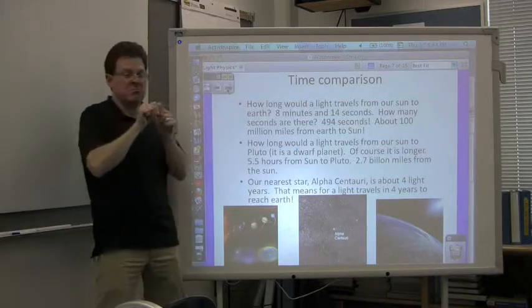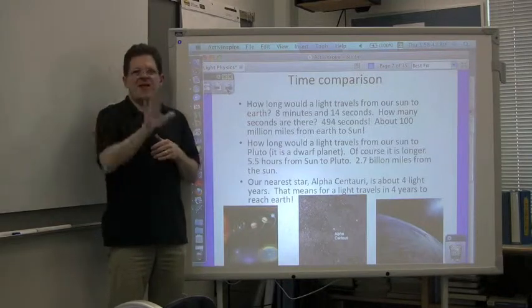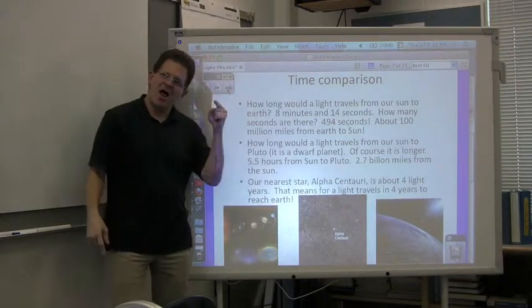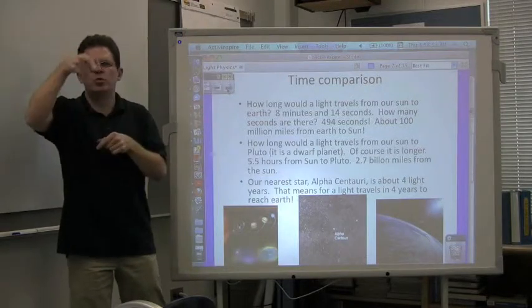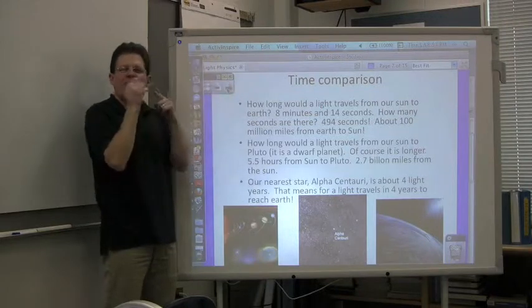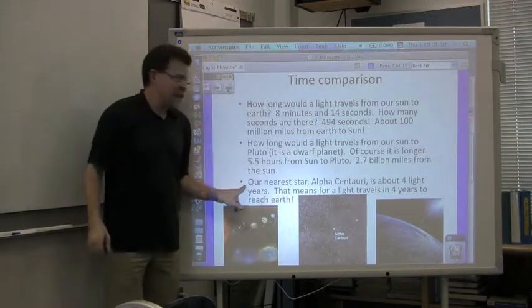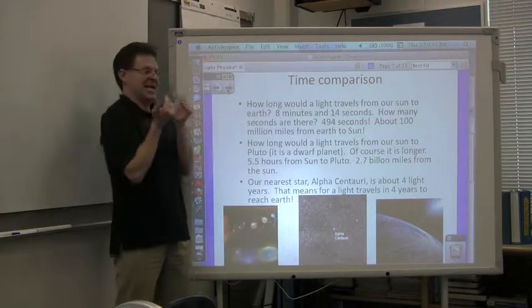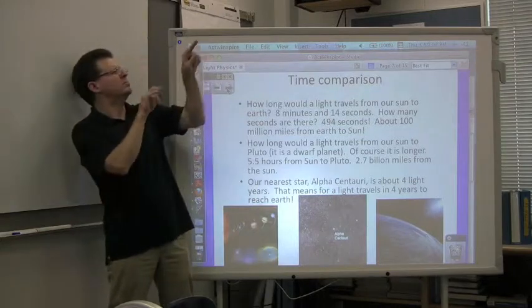So now if you compare from the sun to the Earth, now if you look at the sun to Pluto and what the light travel speed is, it's much farther to Pluto. So how long it would take is 5.5 hours to go from the sun all the way to Pluto. It's 2.7 million miles. And so if the sun was gone, it would not even notice it happening until 5 hours later at Pluto.